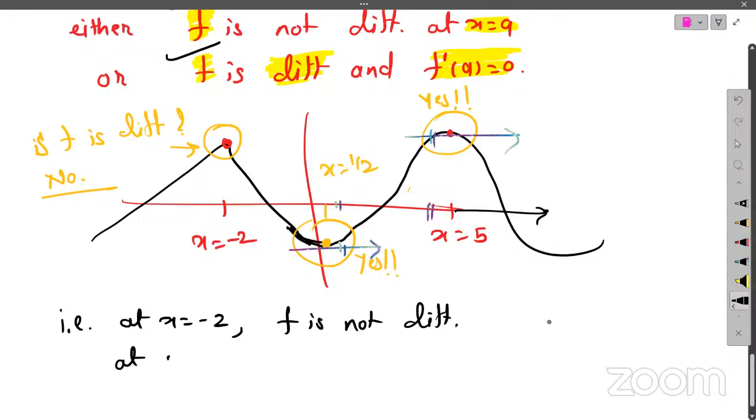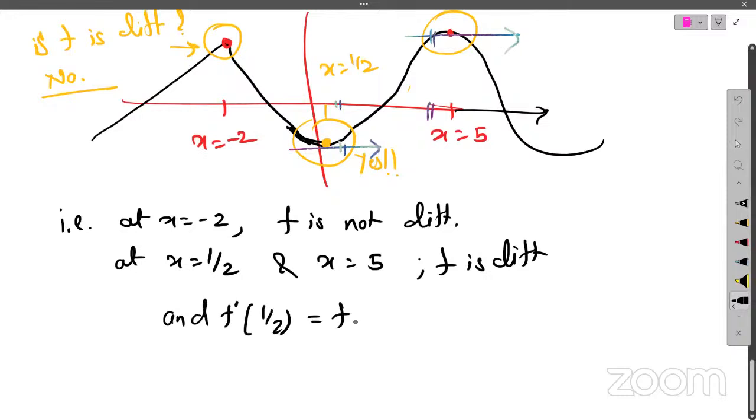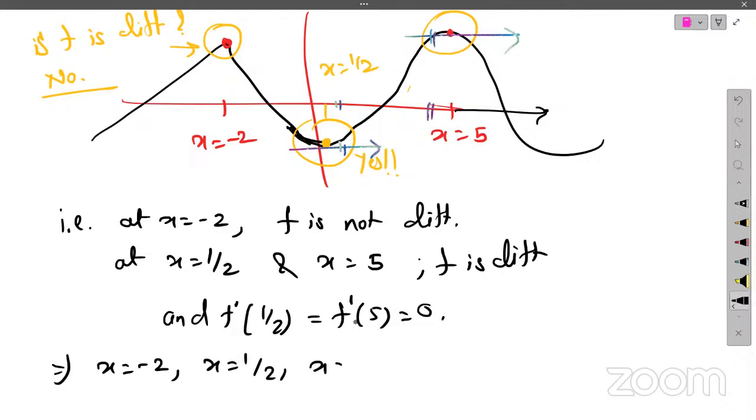At x is equal to 1/2 and x is equal to 5, f is differentiable and the derivative is equal to 0. So f' at 1/2 and f' at 5, both derivatives are equal to 0. So by the definition, we can say that x is equal to -2, x is equal to 1/2, and x is equal to 5 are critical points.